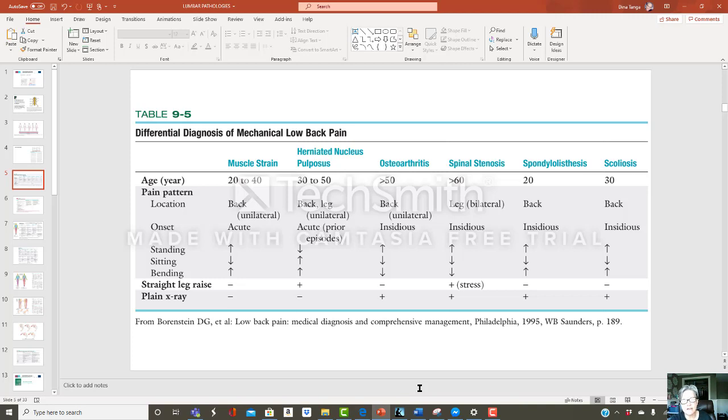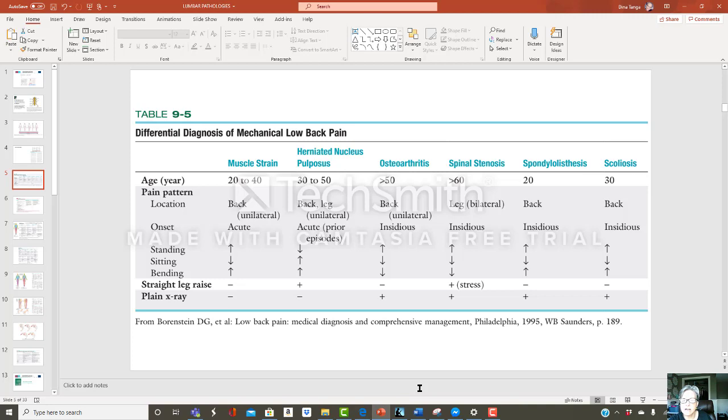Osteoarthritis, usually over the age of 50. Back is a location, usually unilaterally. Onset is insidious. It happens over time, progresses over time. Standing is going to increase pain because you're going to be in weight bearing. Sitting and bending decreases weight bearing on the joints, and so it's probably going to decrease the pain. The straight leg raise is probably going to be negative because usually we don't have an impingement of a nerve, and you're going to see it on a plain x-ray.